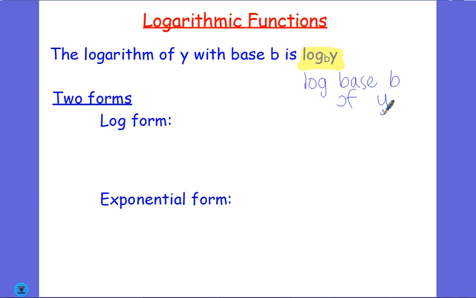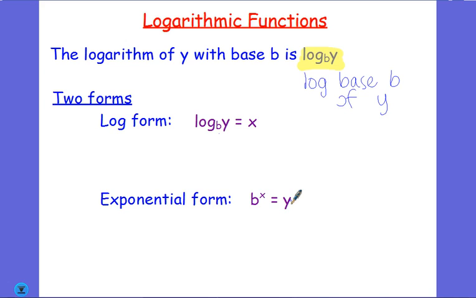Now there's two forms of these logs that we're going to be using today, and we're going to be practicing swapping between the two forms. The first form is the new form that we were just talking about, and that is the log form. So the log form looks like exactly what we were just saying. Log base b of y equals x. The other form, the exponential form that we need to be familiar with, looks like this. B to the power of x equals y. Now we have to be able to swap between these two forms very easily.